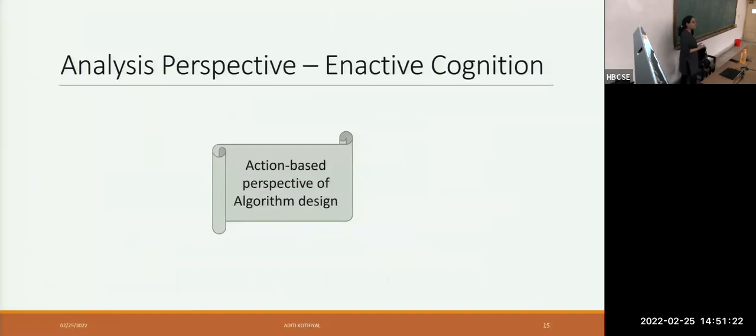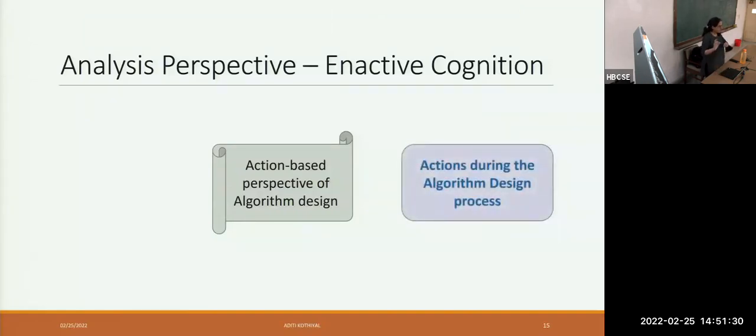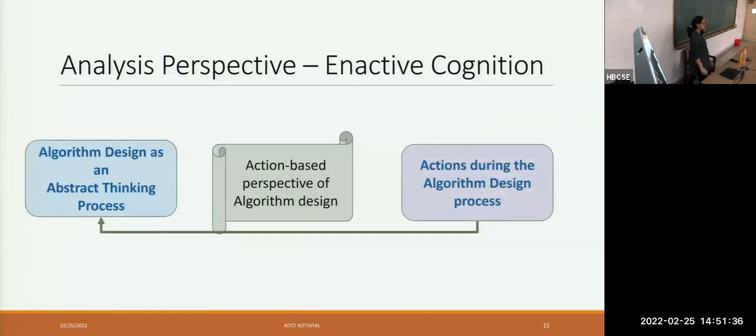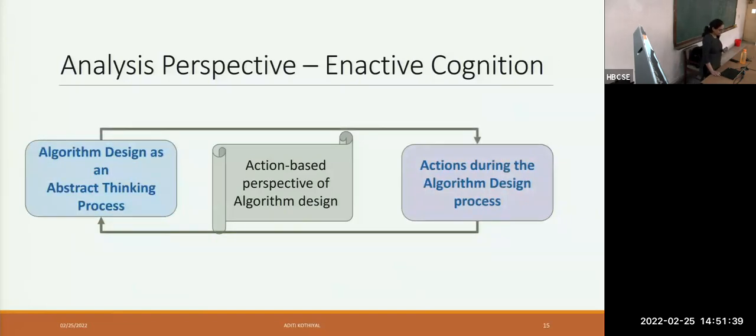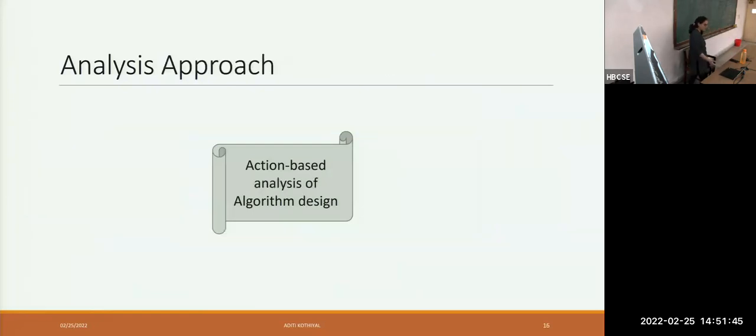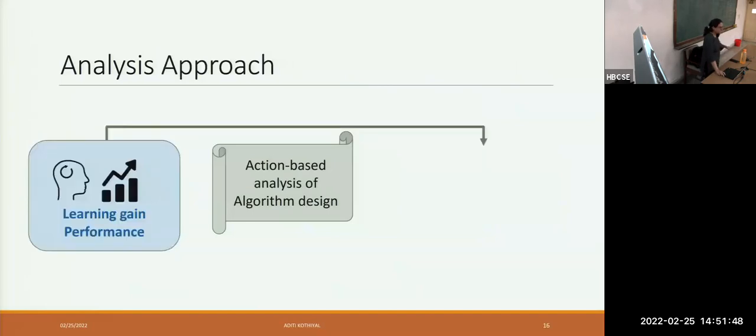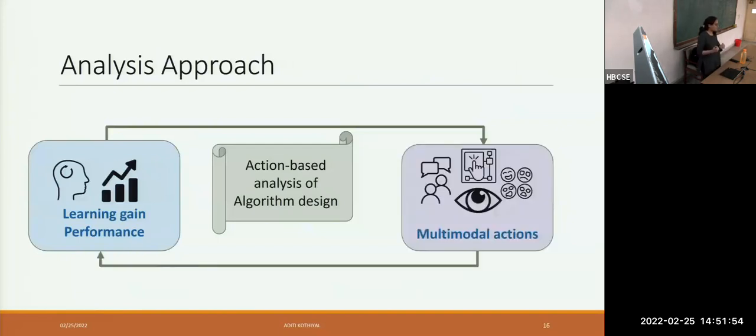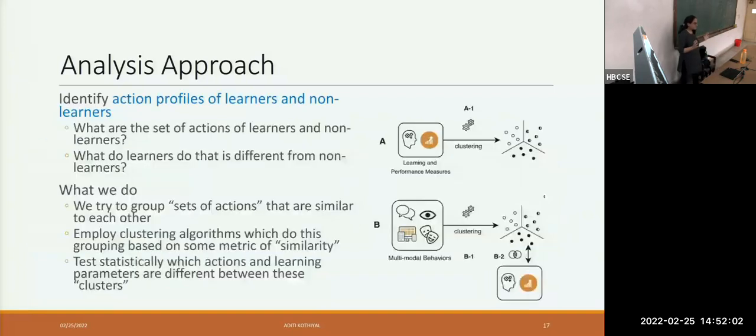So our analysis perspective for this was an action-based perspective. Our theoretical perspective tells us that the actions done during the algorithm design process feed back into the thinking of the person, and the thinking feeds back to the action. So there is this bidirectional coupling happening. The way that applies to our case is that we look at people's learning gain and their performance, and we relate that to all of the multimodal actions that we just talked about.